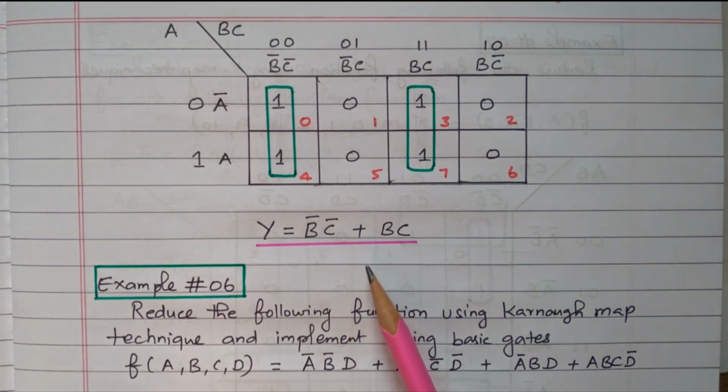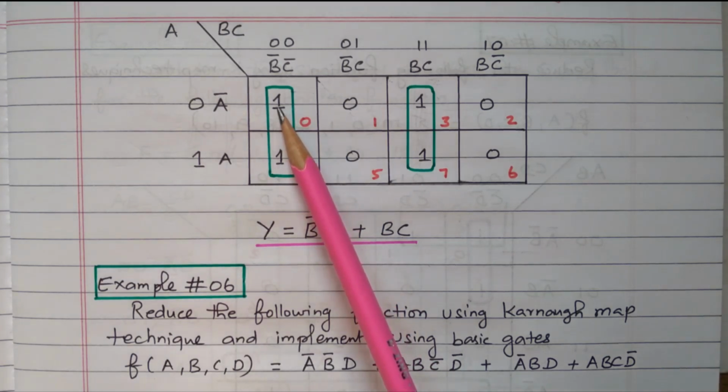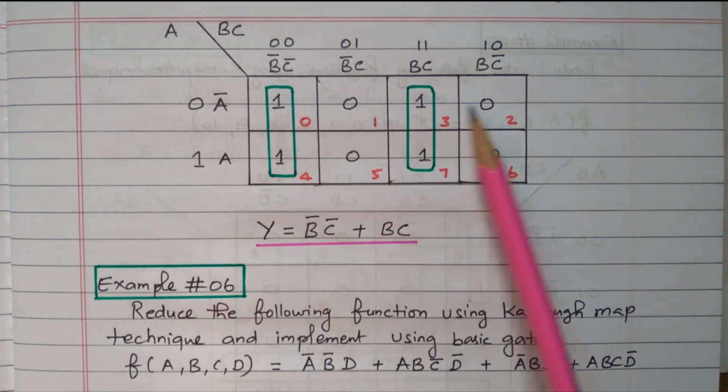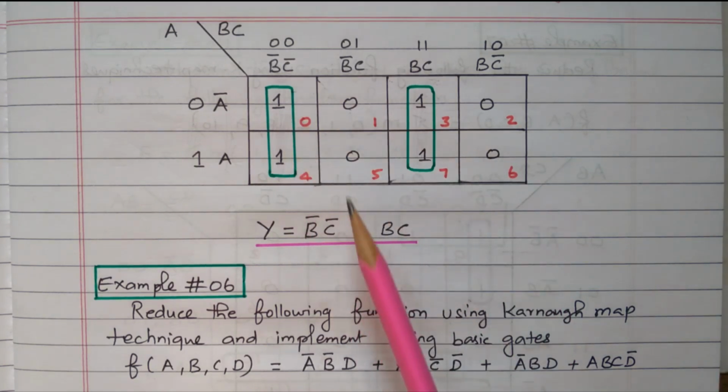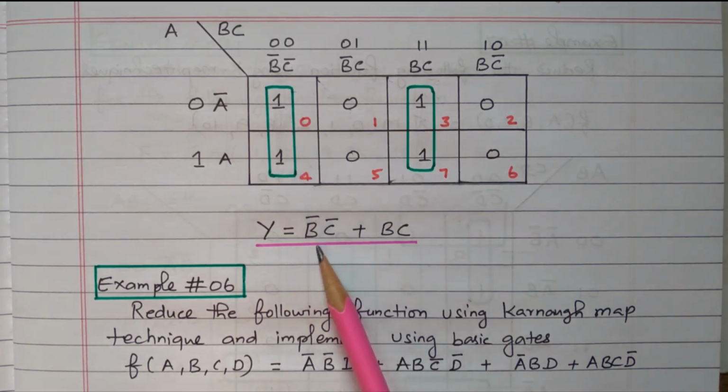So in this problem, the truth table is given. Based on the truth table, it is marked as 1. The remaining are marked as 0. After grouping, by simplification, we got this value.